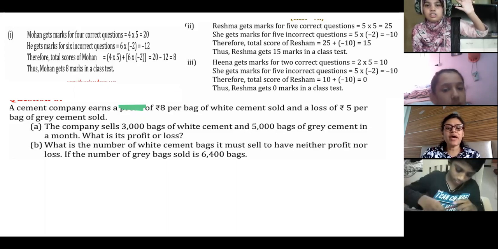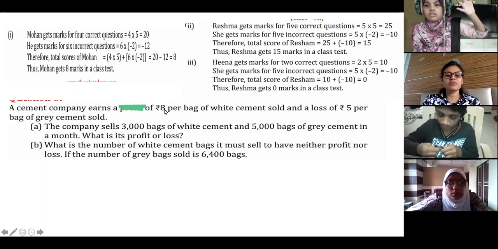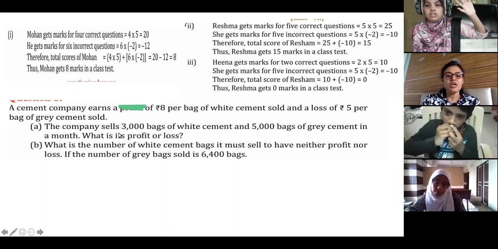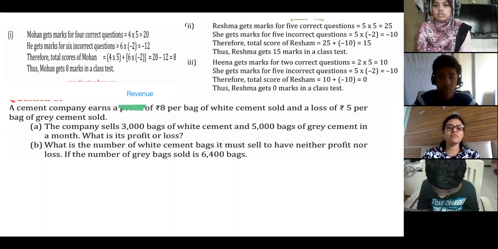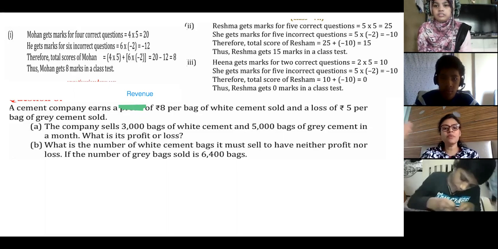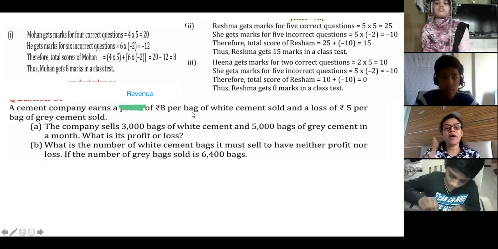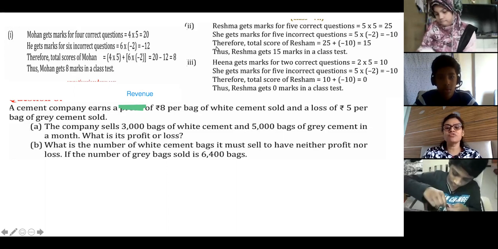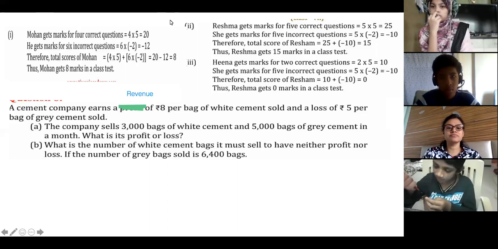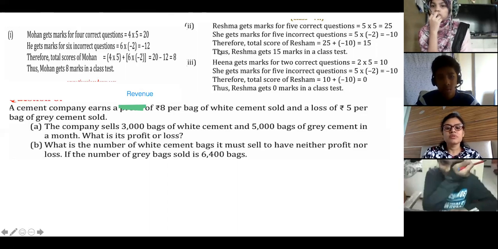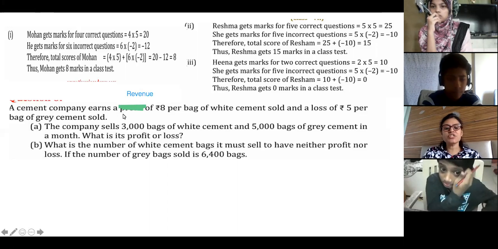Per bag, only for one bag is there a profit of rupees 8. So for 3,000 bags, into 8. So you will multiply. The profit for one thing is given and you have to find it for many things, so it will be greater. So rupees 8 per bag means for one bag the company earns a profit of rupees 8. Is it clear? So what is the total profit?